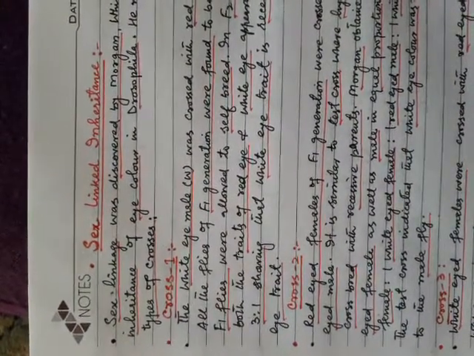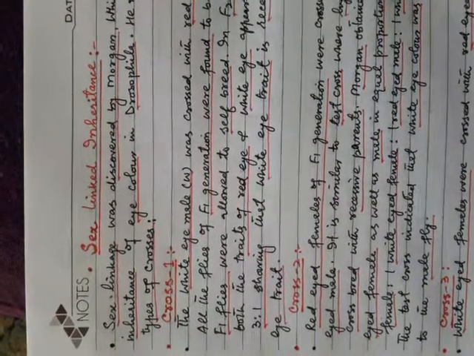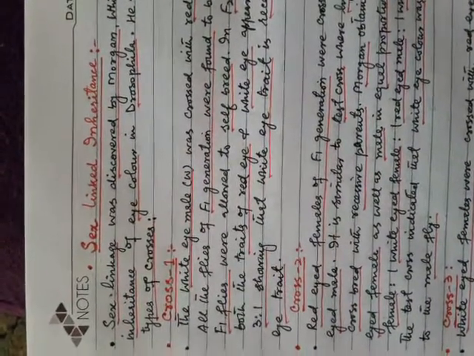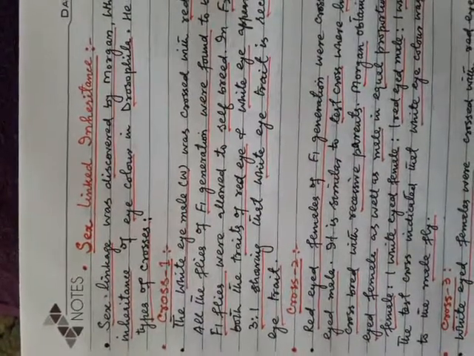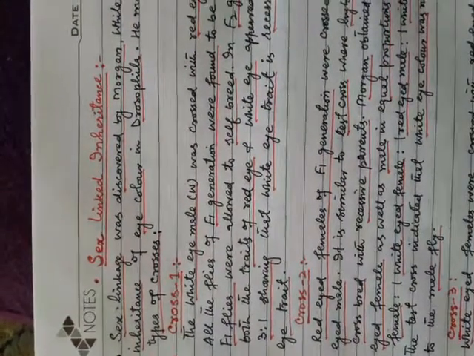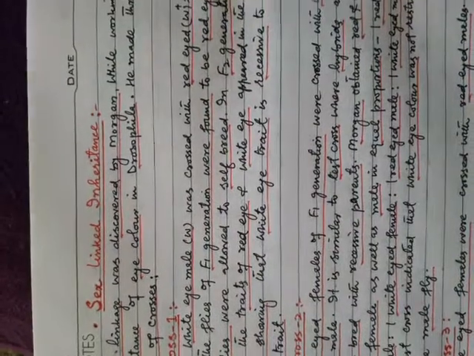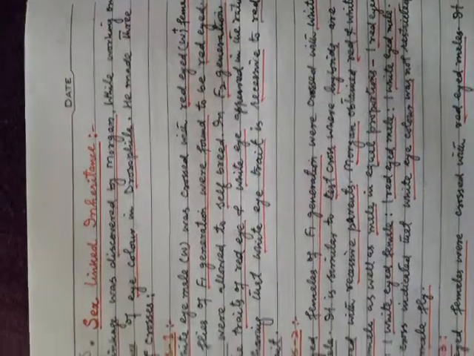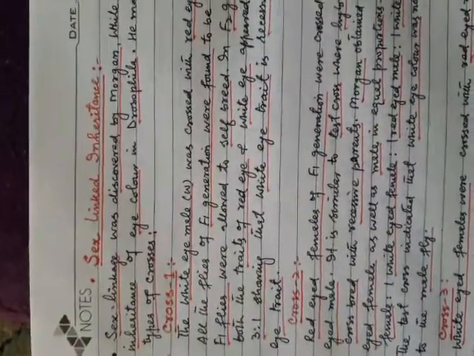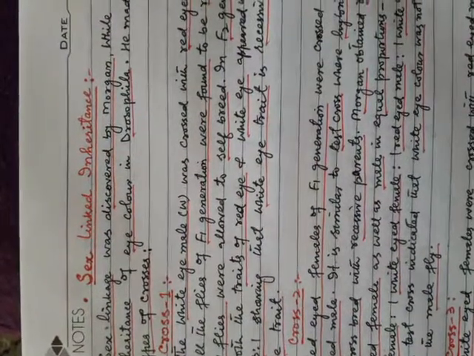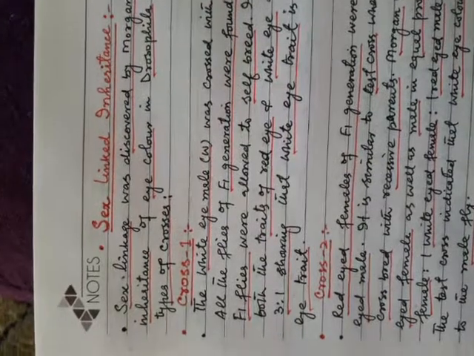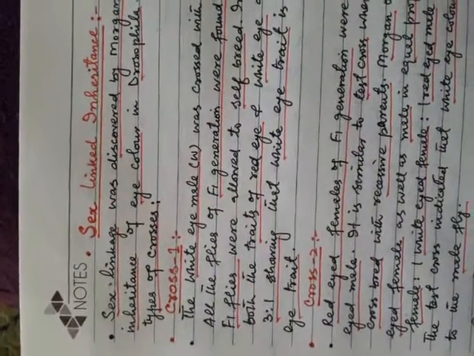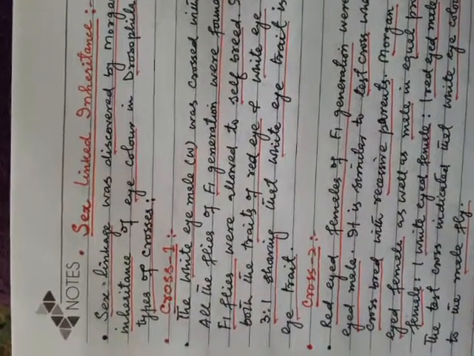Today's offline class is about sex linked inheritance. Sex linked inheritance, or sex linkage, was discovered by Morgan while working on inheritance of eye color in Drosophila. He made three types of crosses: cross 1, cross 2, and cross 3.